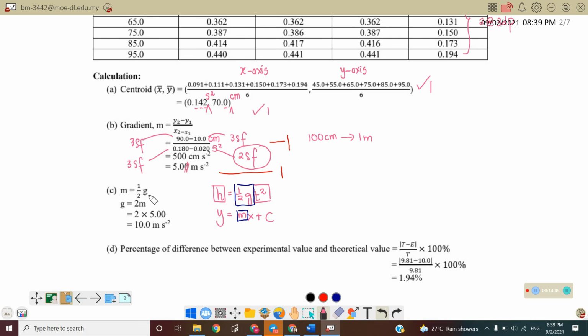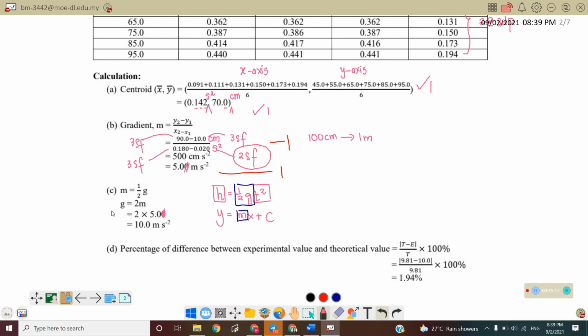But the objective is we want to find g, right? So we take g as the subject. So g will equal 2m. m is the gradient, so we substitute inside. This one you don't need to write. So 2 times 5.0, again because it involves multiplication. 2 is one significant figure, 5.0 is two significant figures.